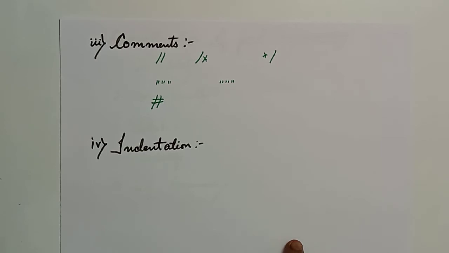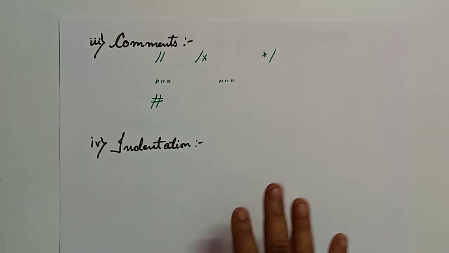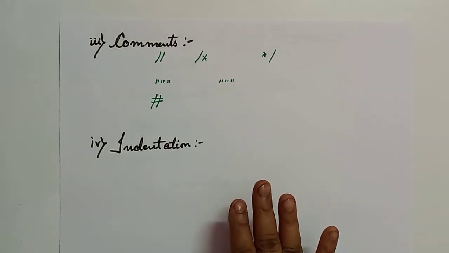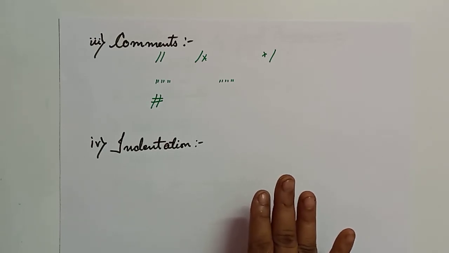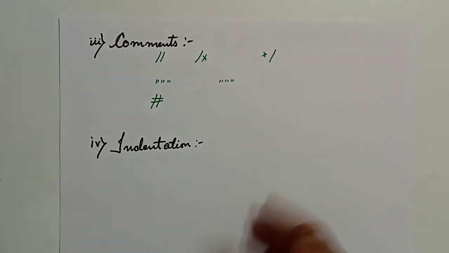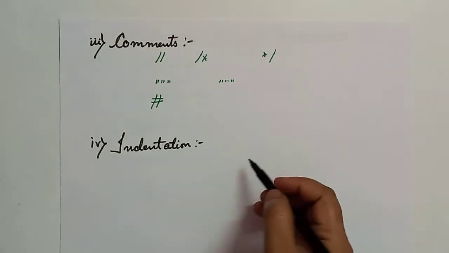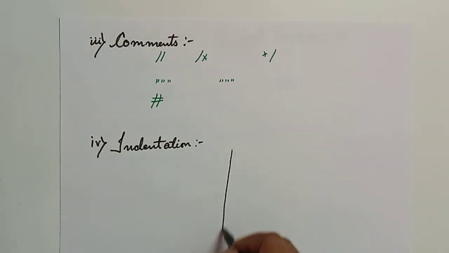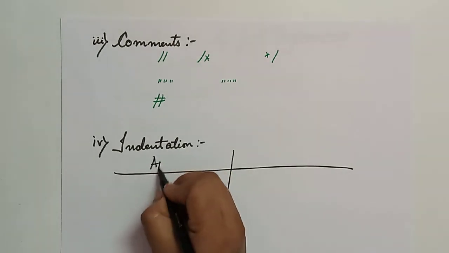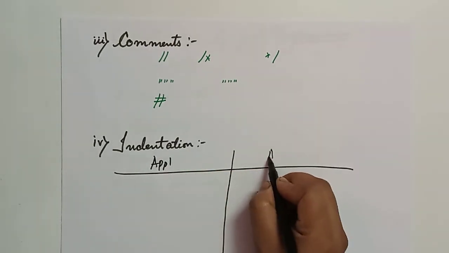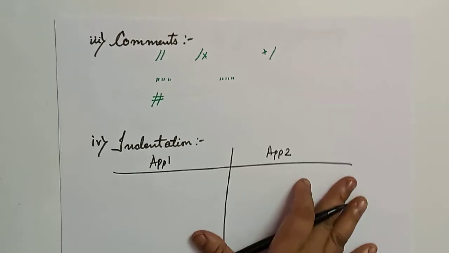Next comes indentation. Why do we do indentation? Indentation, let me tell you, is the leading white space at the beginning of each line, which is used to determine the group of a statement. I can write a program in two ways. Okay, let me write it down. This is, let's say, approach 1, and this is approach 2.